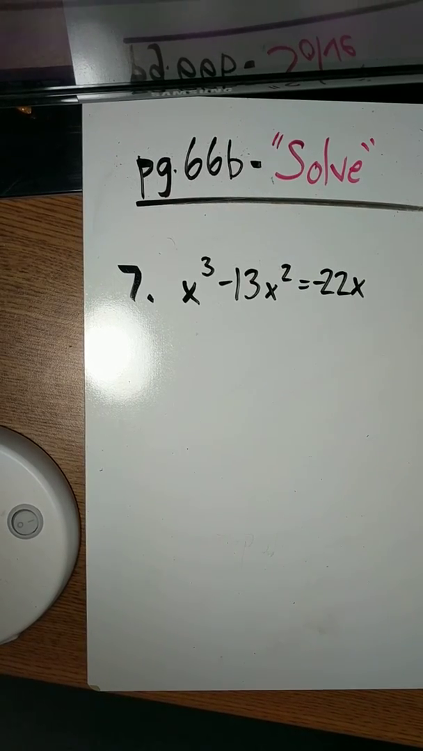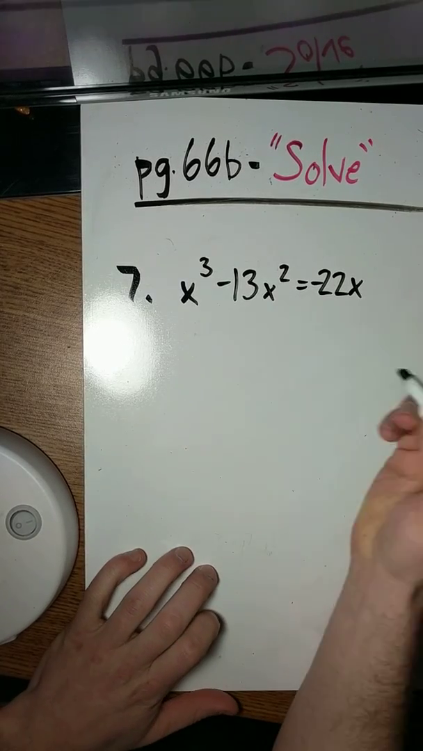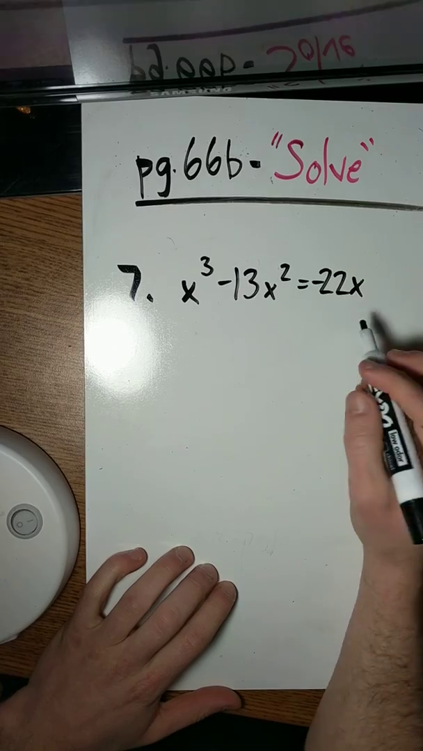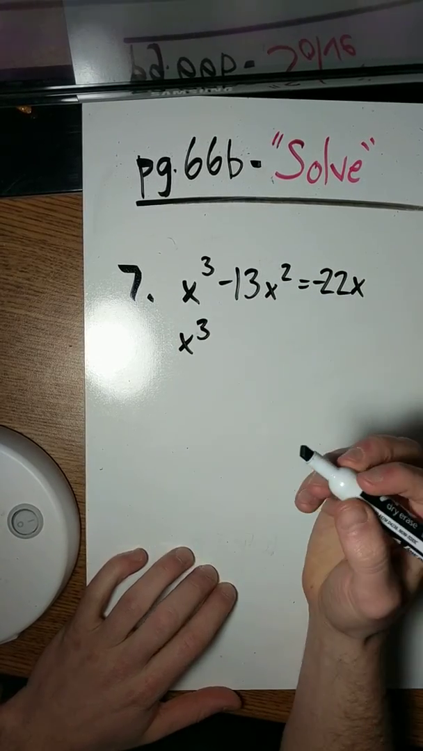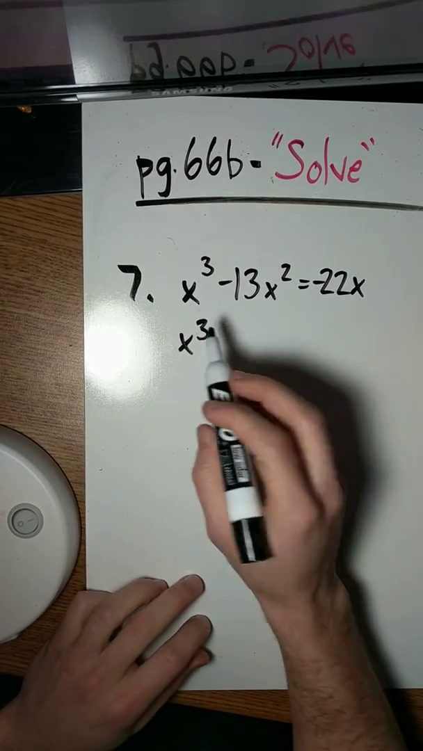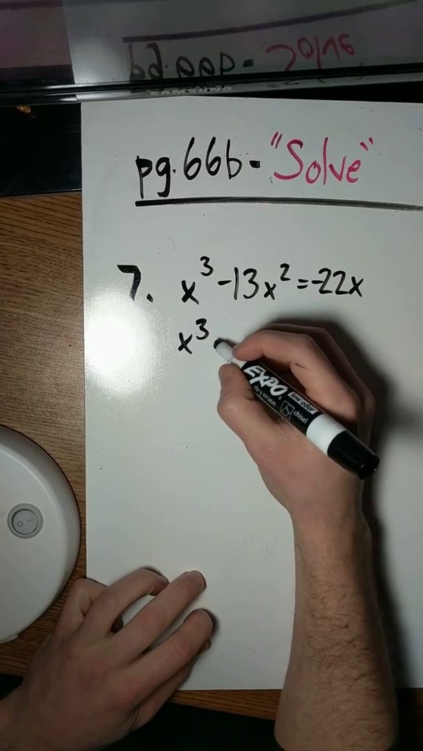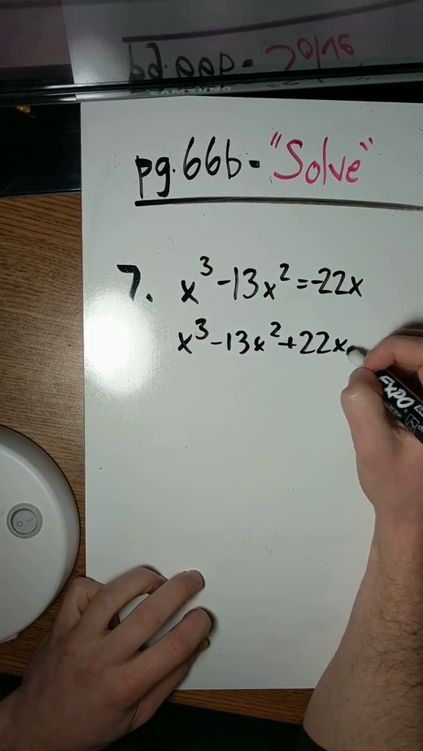All right, so our directions for 7 and 8 are no longer to factor completely, but it is to solve. So we're going to have actual numerical solutions for x. So we're going to move over this 22x. Make sure you always keep the leading coefficient positive. So yes, we can move these both over there to set it equal to 0, but you should keep this positive. So minus 13x squared, add this over, equals 0.